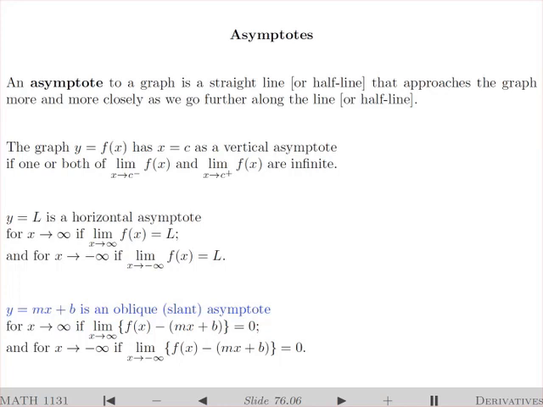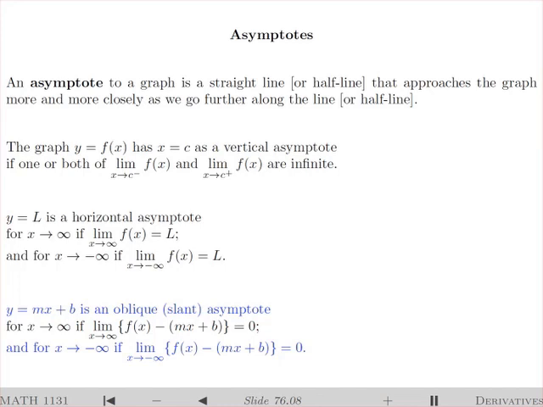A slant straight line will have an equation of the form y equals mx plus b. The difference between the function and the slant straight line will be f of x minus the quantity mx plus b. So the slant straight line is an asymptote at the right end if this difference has limit 0 at infinity, on the left end if the difference has limit 0 at negative infinity.